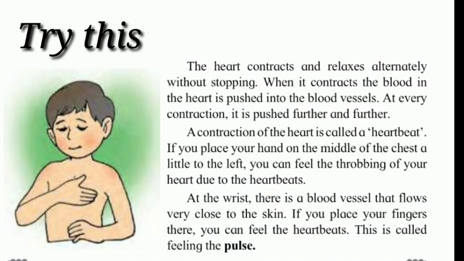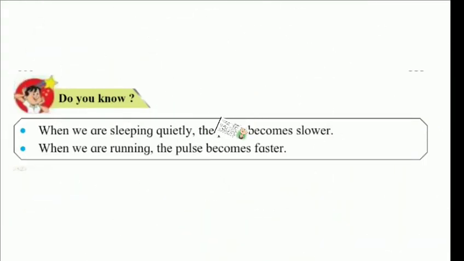At the wrist, there is a blood vessel that flows very close to the skin. If you place your fingers there, you can feel the heartbeats. This is called feeling the pulse. Now students, do you know, when we are sleeping quietly, the pulse becomes slower, and when we are running, the pulse becomes faster.